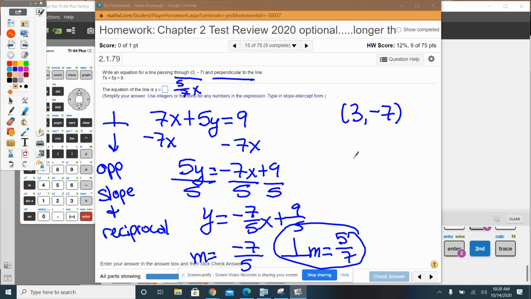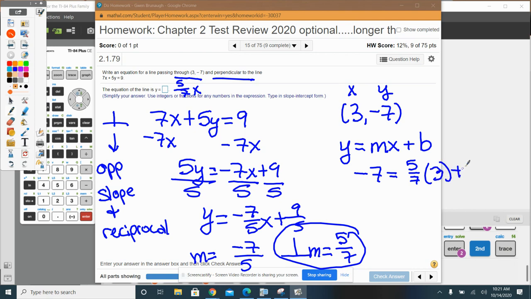Now I have to find the y-intercept. So we're going to use y equals mx plus b. And we're going to use this point they give me for x and y. So -7 is m, which would be 5/7, times x, which is 3, plus b. You can type that in your calculator and hit math 1. It's going to tell you 15/7 plus b. I just multiplied the tops and multiplied the bottoms. If I subtract 15/7 from both sides, I am going to go to my calculator now.